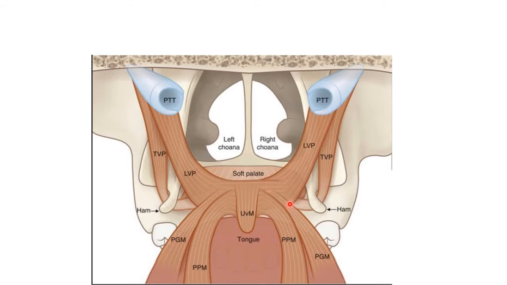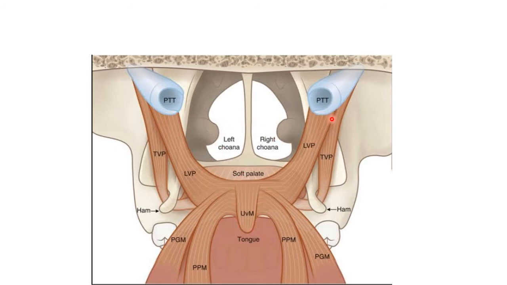This is the palatoglossus muscle, and this is the palatopharyngeus muscle. This is the musculus uvulae on either side. So there are 5 muscles on this side and 5 muscles on this side. All these muscles are extrinsic muscles of the soft palate except this one, the musculus uvulae. So this is the intrinsic muscle.